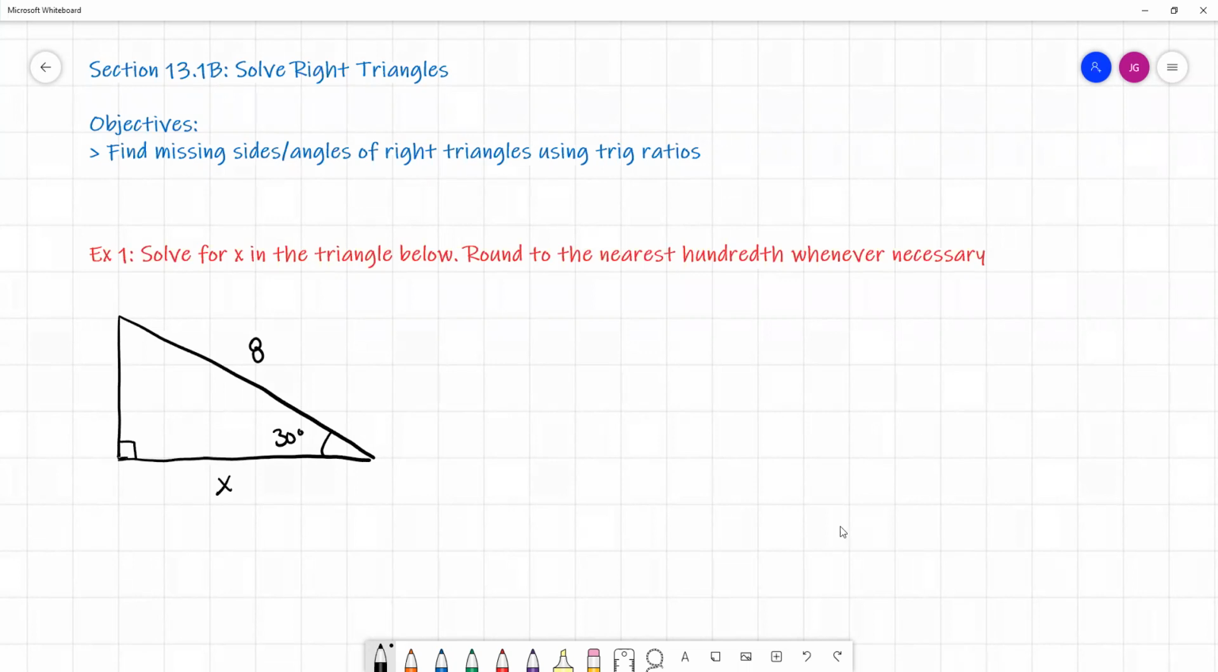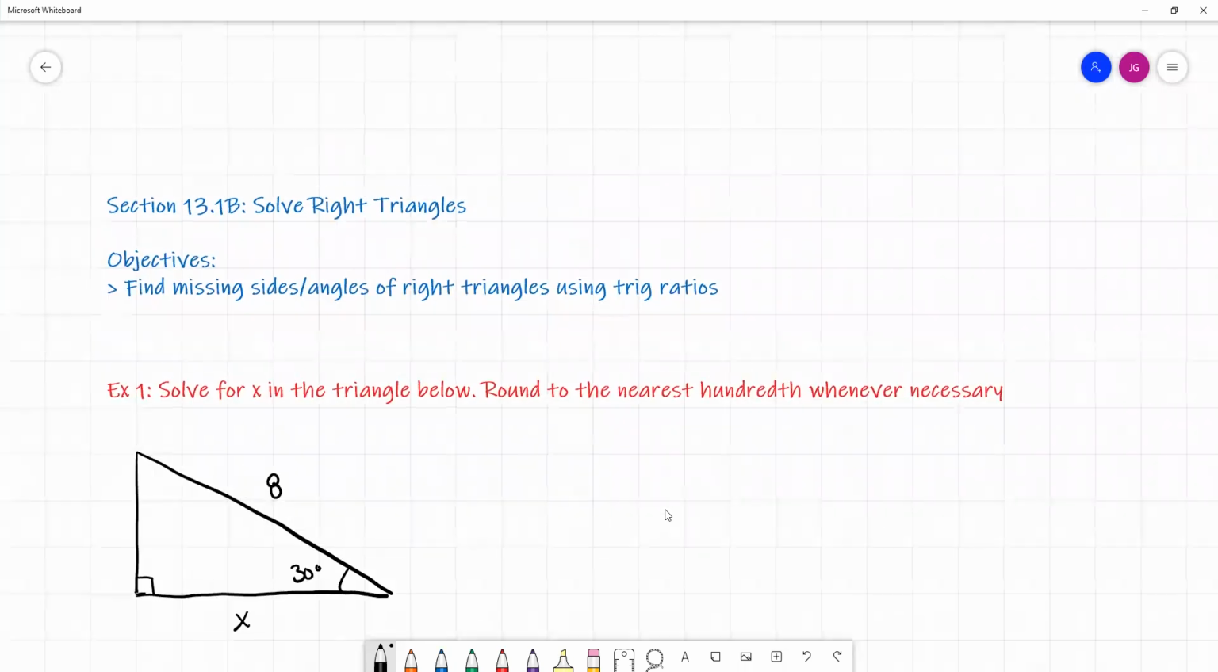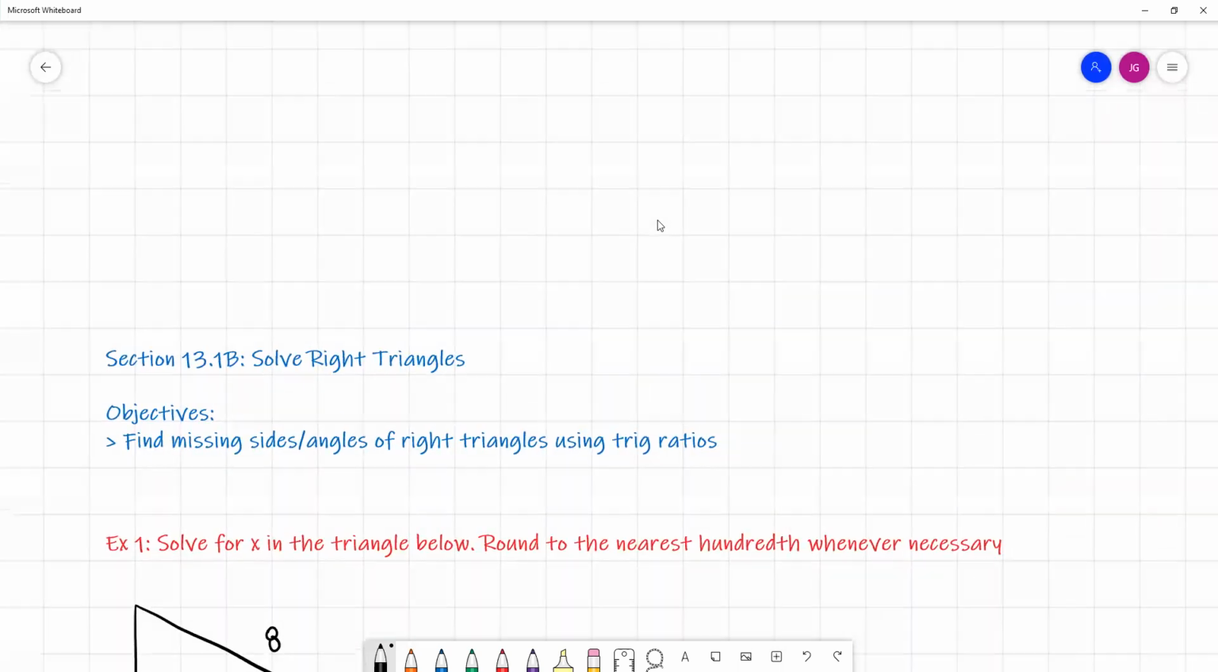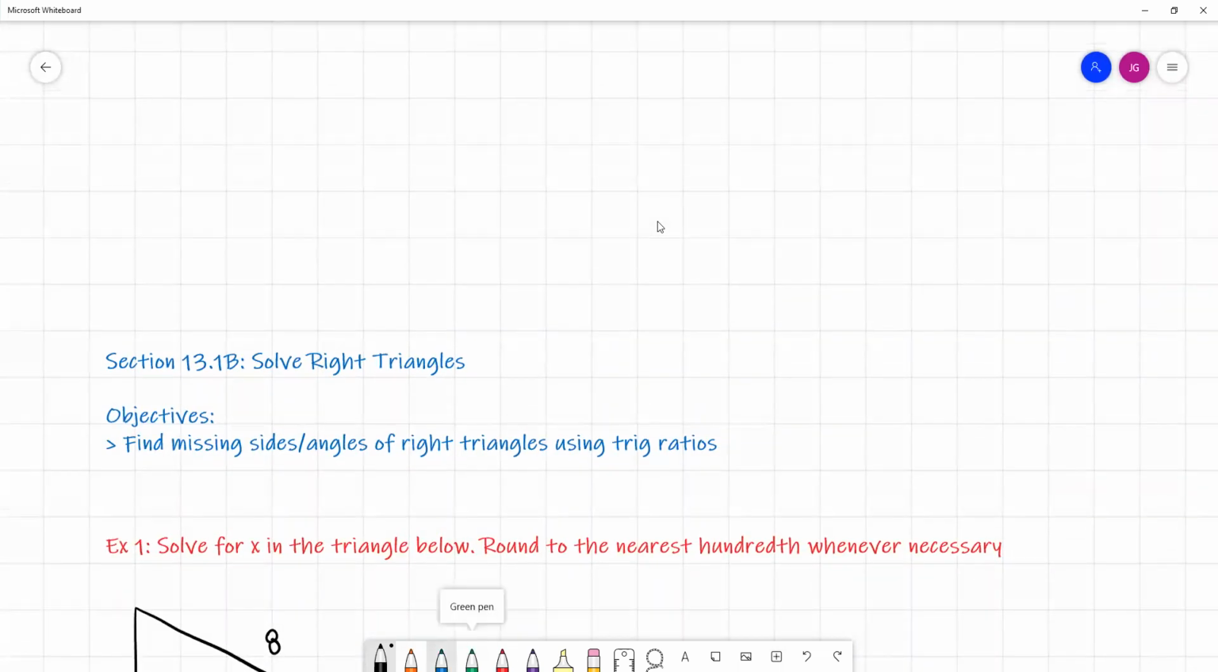So it might be helpful to remind yourself of what the trig ratios are. I'm going to scooch up a little bit, and we're just going to write them down really quick. It's like that SOHCAHTOA thing we were talking about yesterday. What is the sine of theta? What is the cosine of theta, etc.? That kind of idea. So let's start there and remind ourselves of that.